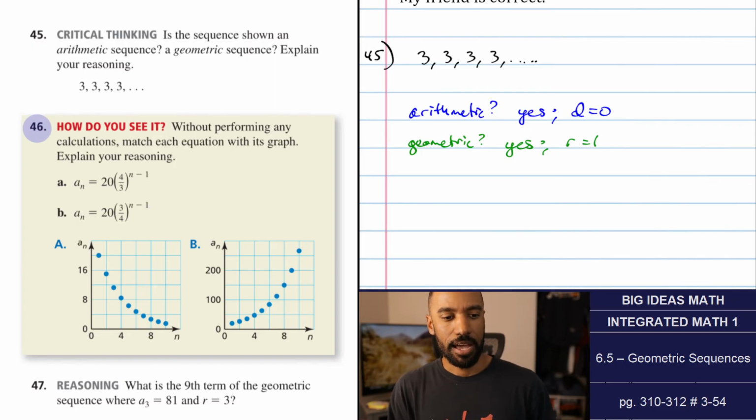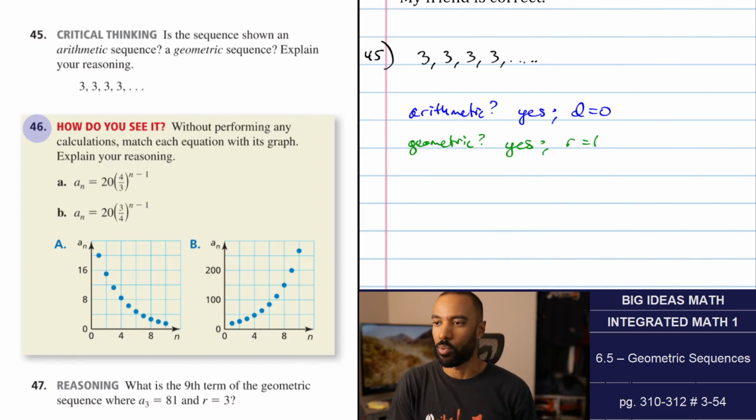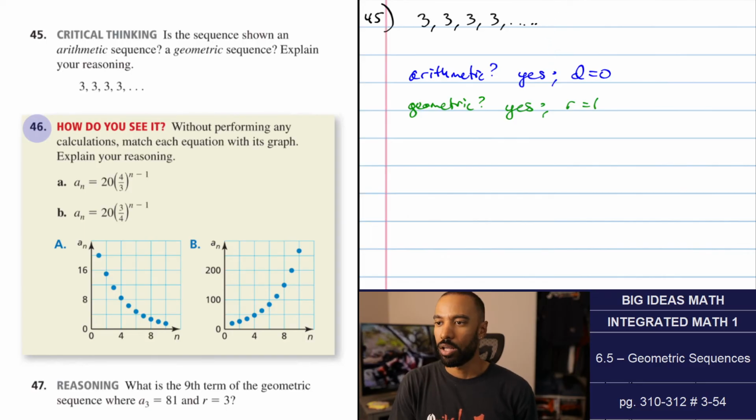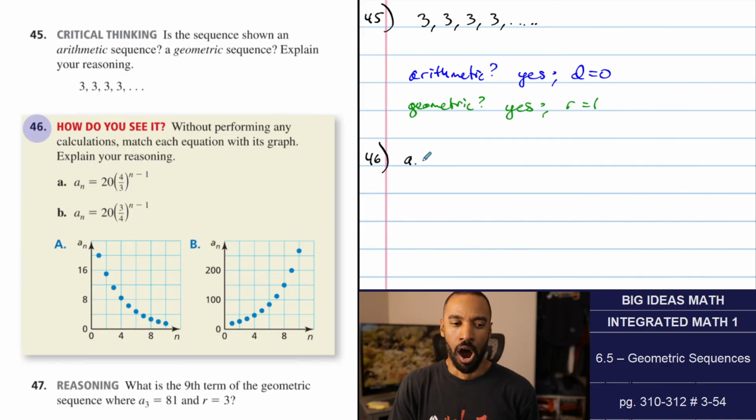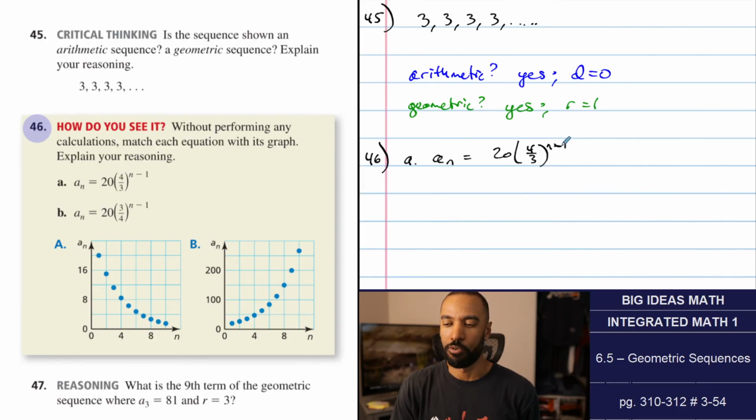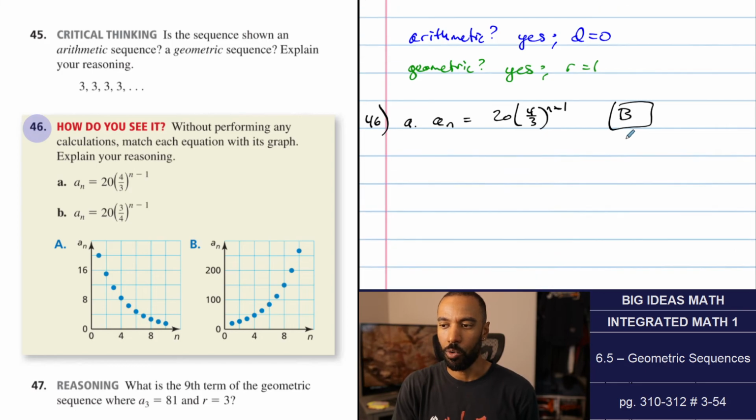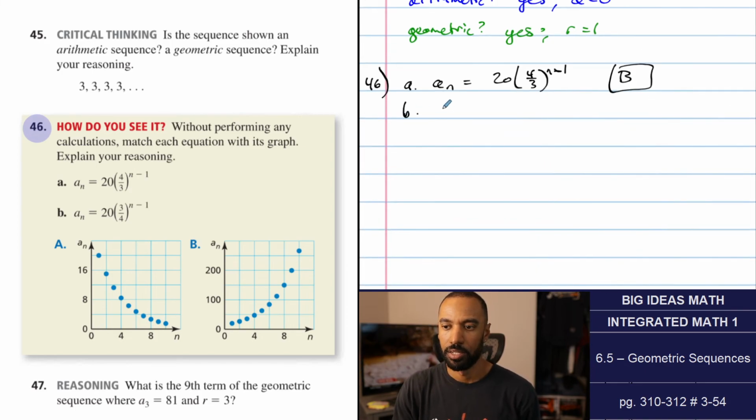Without performing any calculations, match each equation with its graph. Explain your reasoning. Well, on number 46, on A, equals 20 times 4/3. Your common ratio is more than 1, therefore you're going to see exponential growth, so that will match with graph B. Of course, they can never match A with A. And then this one here has a common ratio that's less than 1, so you're going to have exponential decay, which means that'll match A.